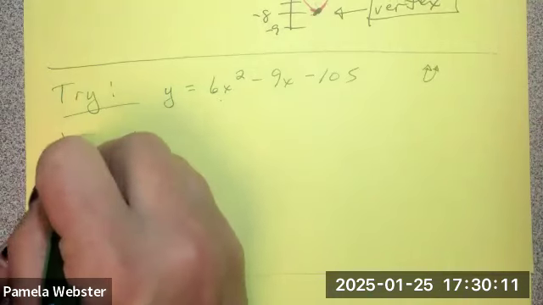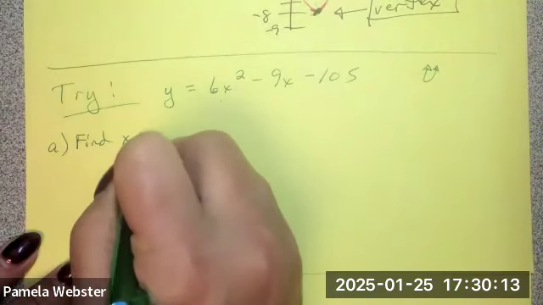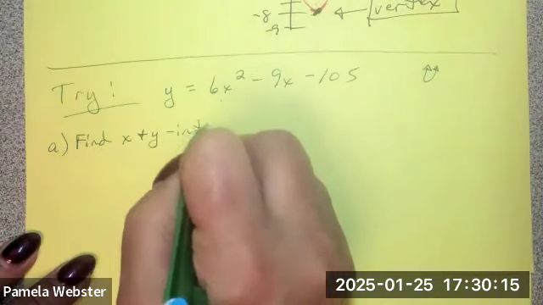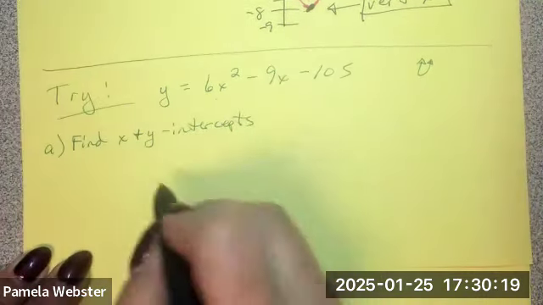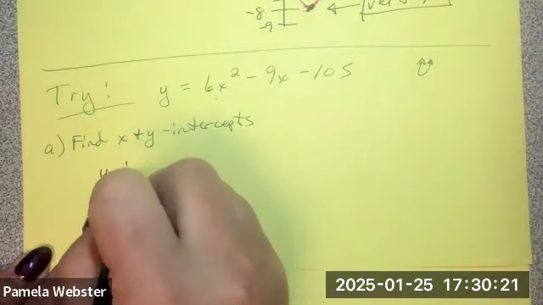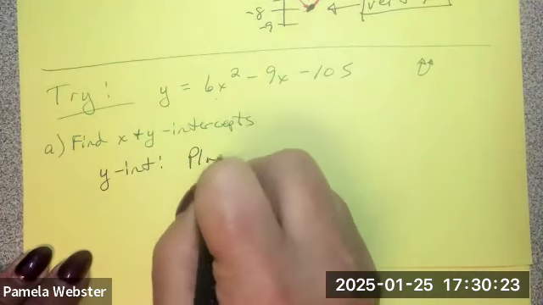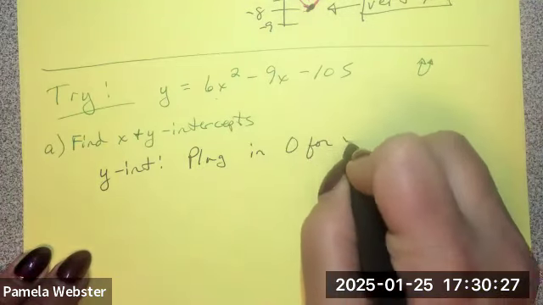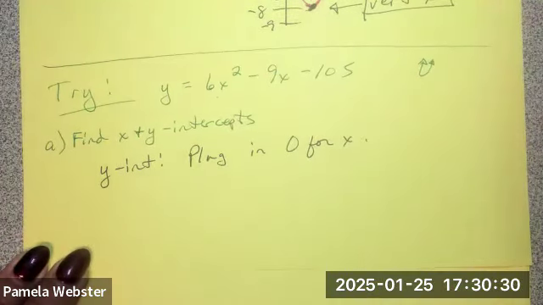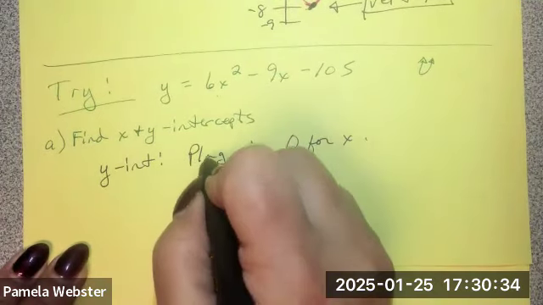Find the x-intercepts and the y-intercepts. Let's do the y-intercept first. That'll make it nicer. y-intercept. Plug in what? Plug in 0 for x, Dr. Webster. That's what I hear. Okay, so I wish this was a face-to-face class, but here we go.